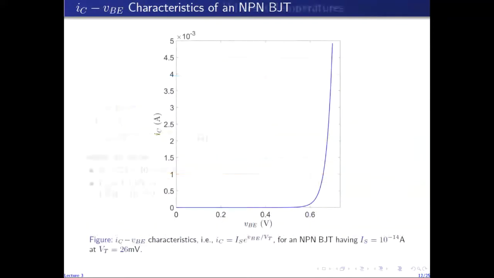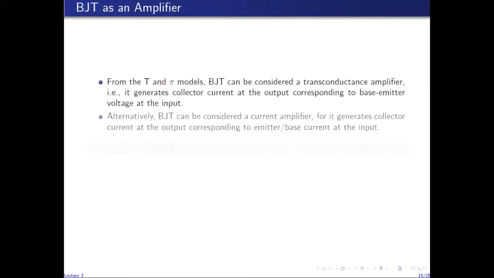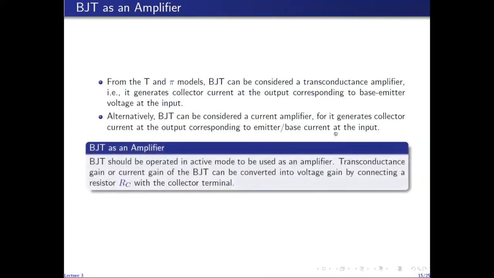So depending upon what model we use, we can consider BJT as either a transconductance amplifier, generating collector current at the output corresponding to base emitter voltage at the input, or we can consider BJT as a current amplifier, generating collector current at the output corresponding to emitter or base current at the input. Since pi and T models represent the operation of the transistor in the active mode, this indicates that BJT should be operated in active mode if it is to be used as an amplifier.